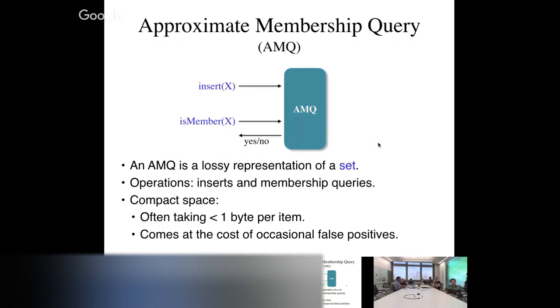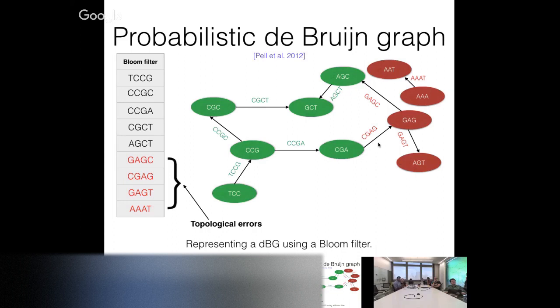The most commonly used AMQ data structure is a Bloom filter, and I guess it's used across different fields in computer science. So Pell et al. in 2012 first showed how you can represent a DeBruijn graph using a Bloom filter. However, since a Bloom filter is an approximate representation of a set, the graph that you get when you use a Bloom filter to represent the set is not the exact graph. And you will tend to see some errors. All these errors are topological errors in the graph. In the graph, you can see the nodes and the edges in green are coming from the actual input data set. But the nodes and the edges in red are introduced in the graph because of the errors in the Bloom filter.